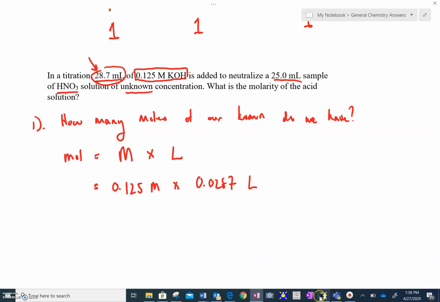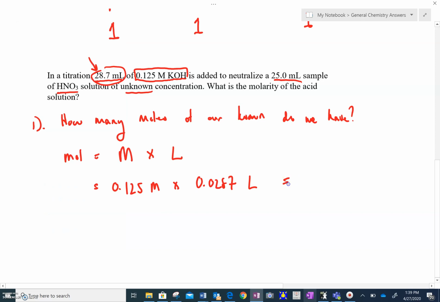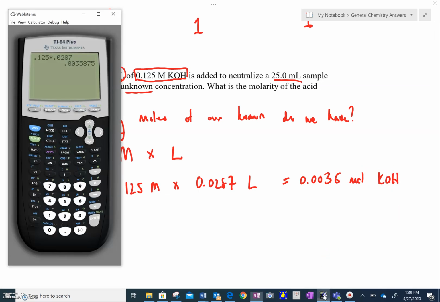So, because we have a calculator, we'll say 0.125 molar times 0.0287 liters. Here's how many moles of our known we have. We're going to round this. We have 0.0036 moles of our known, which is potassium hydroxide, right? We got 0.003587. I just rounded it to 0.0036. Okay.